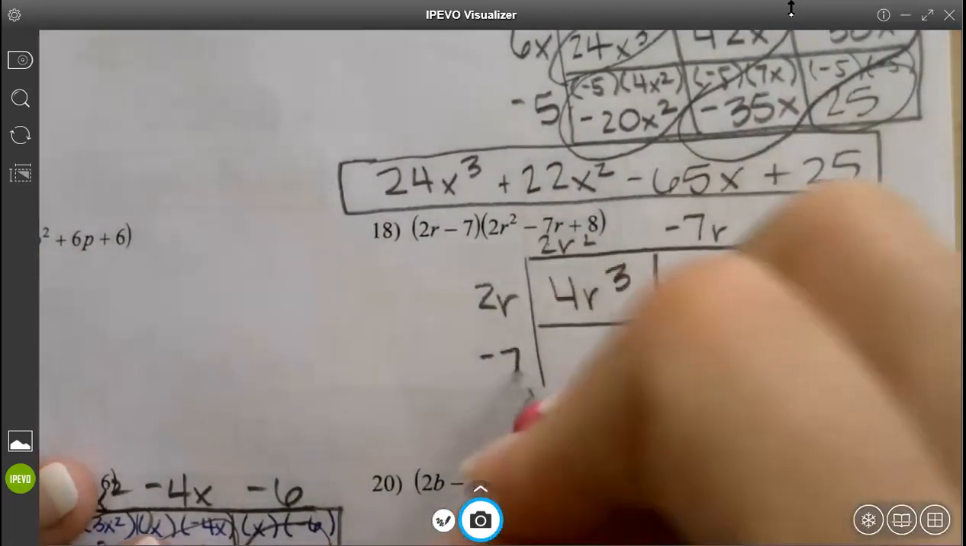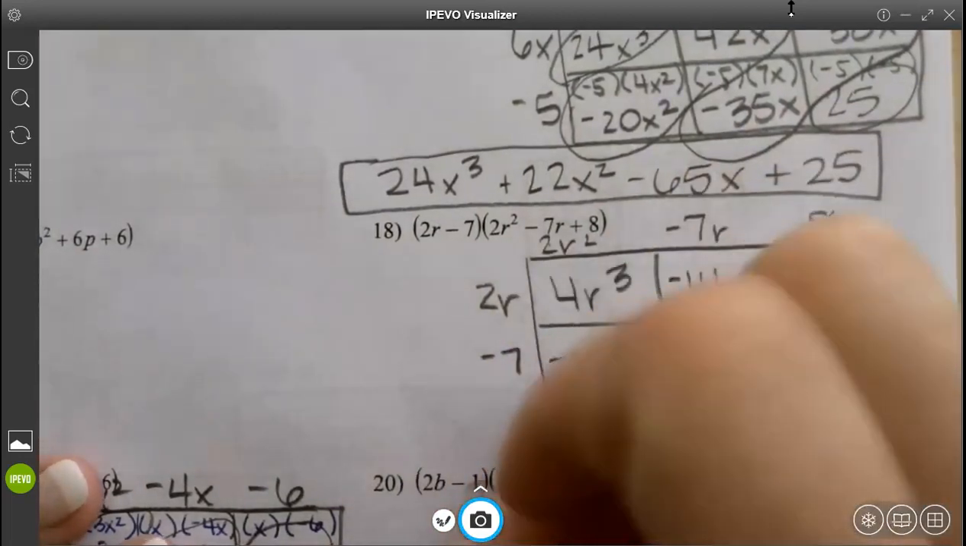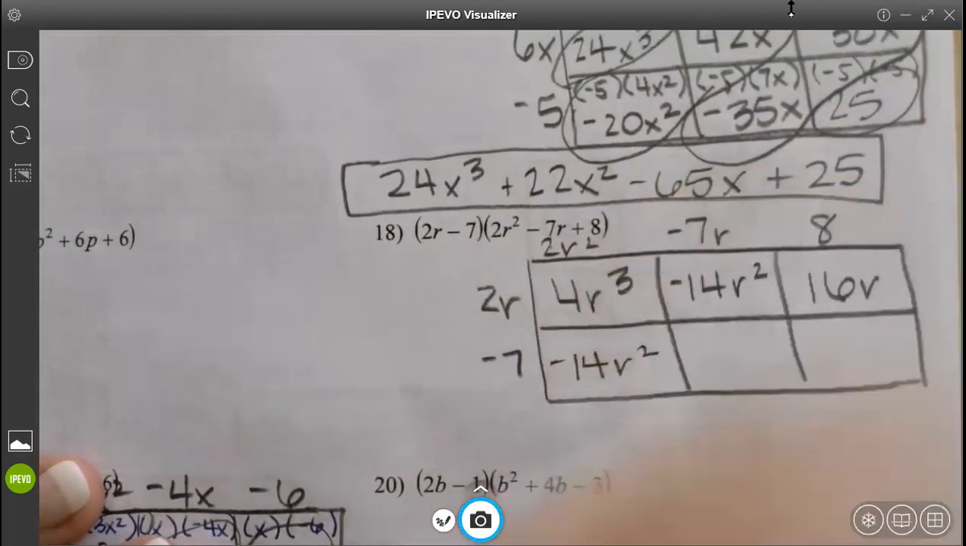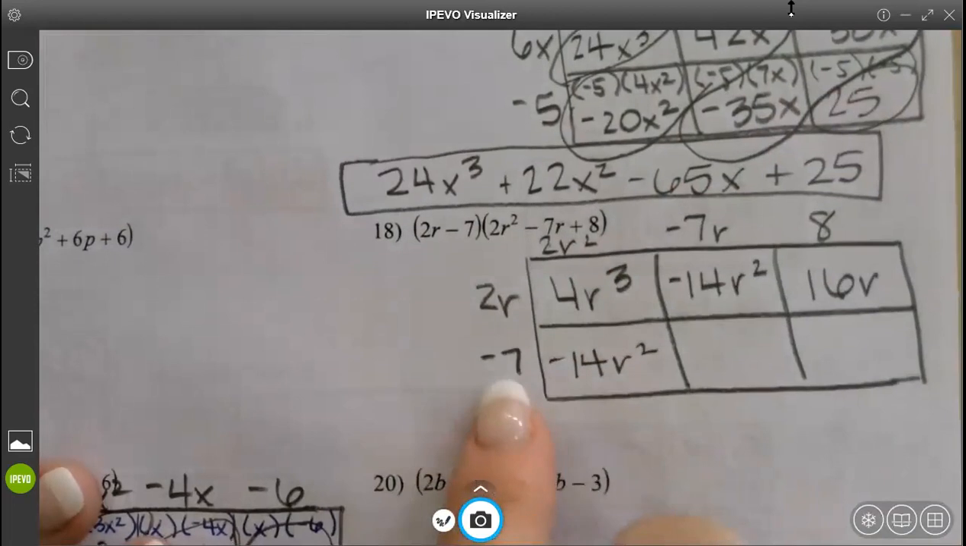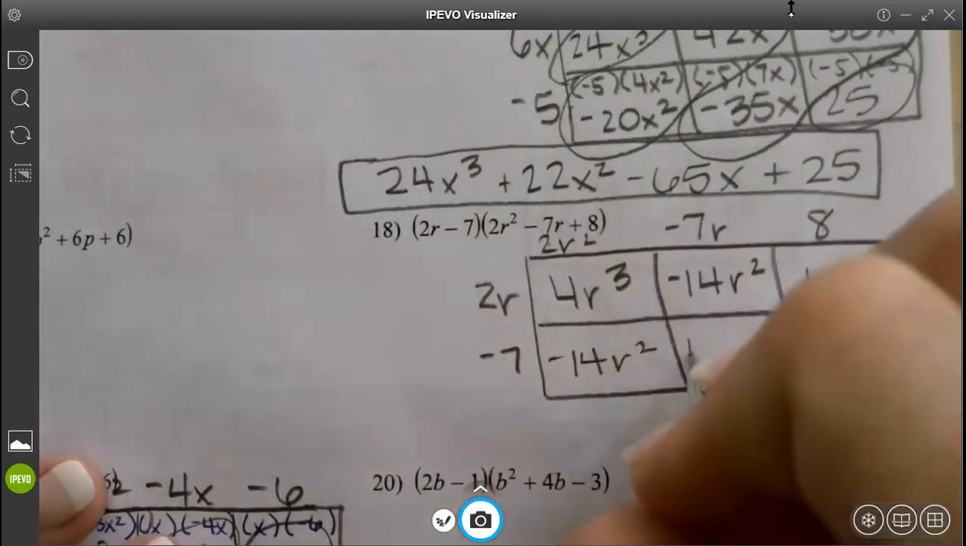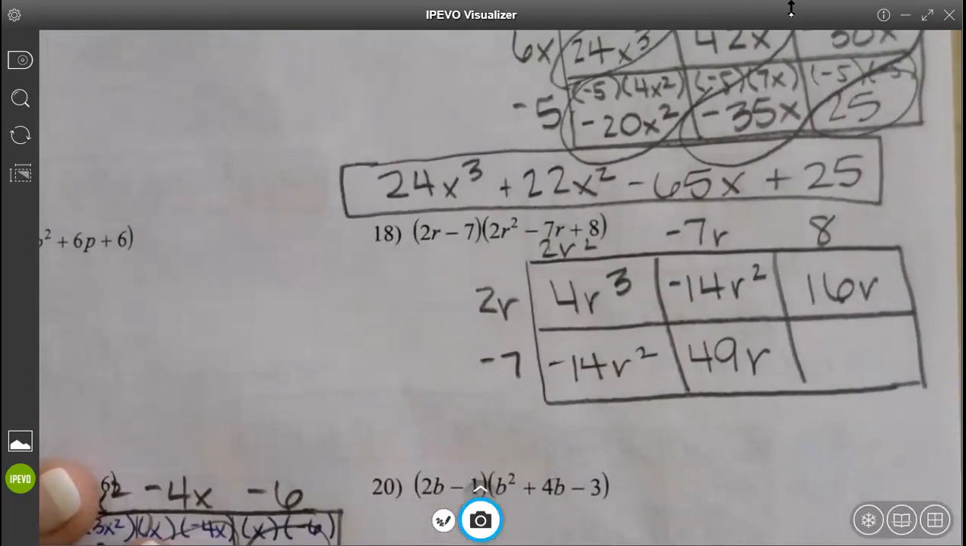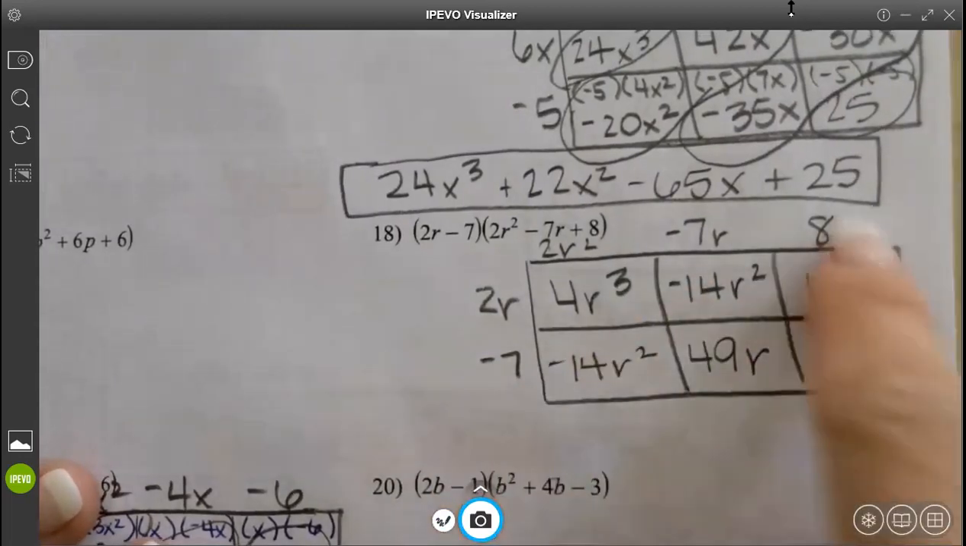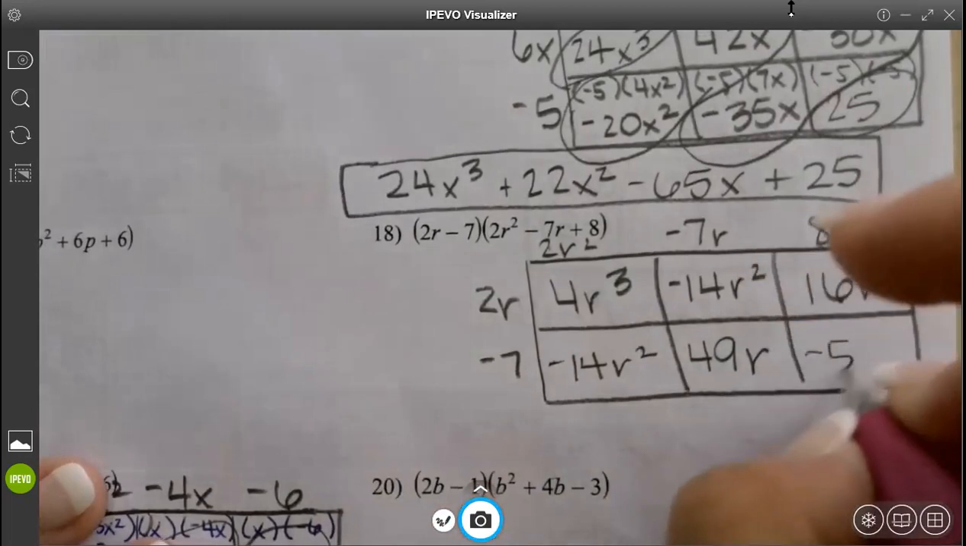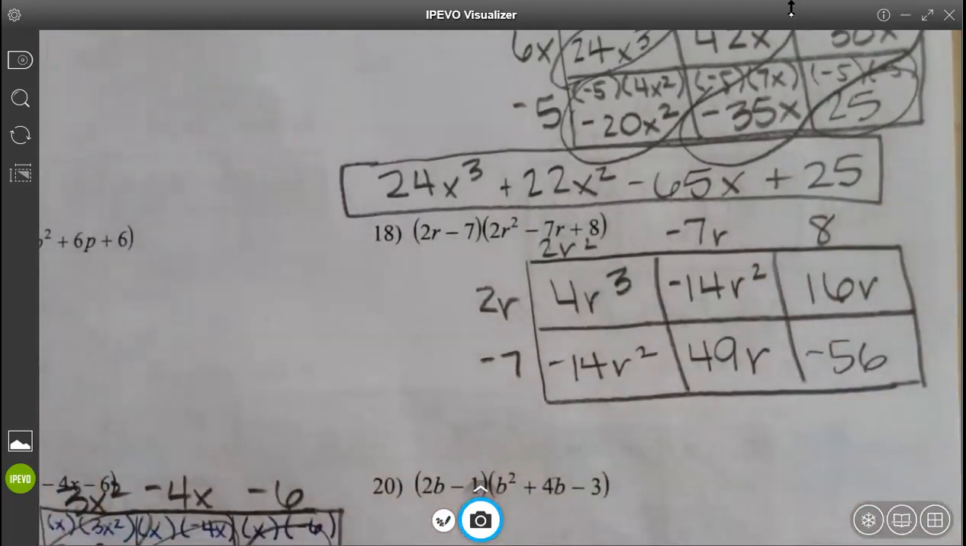Across the bottom, -7 times 2 is -14, and there are 2 R's. -7 times -7 is +49, and there's only 1 R. And then in the last box, -7 times 8 is -56.